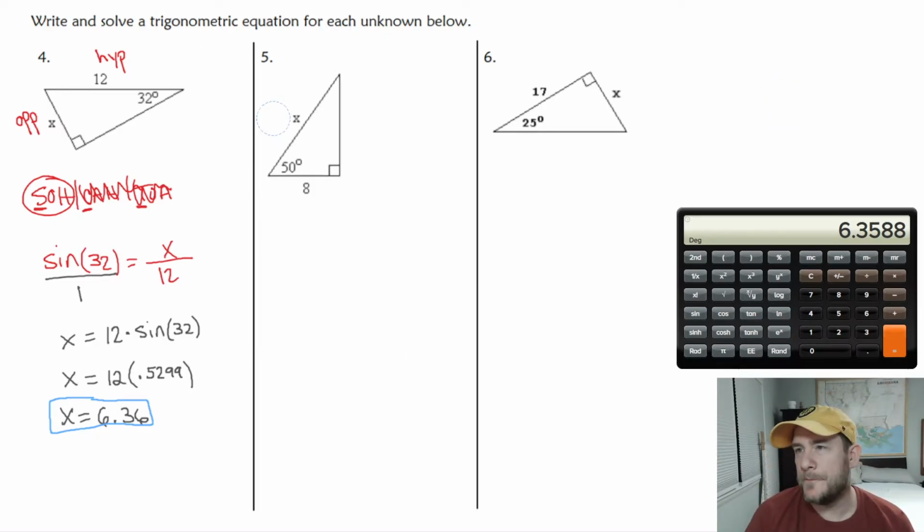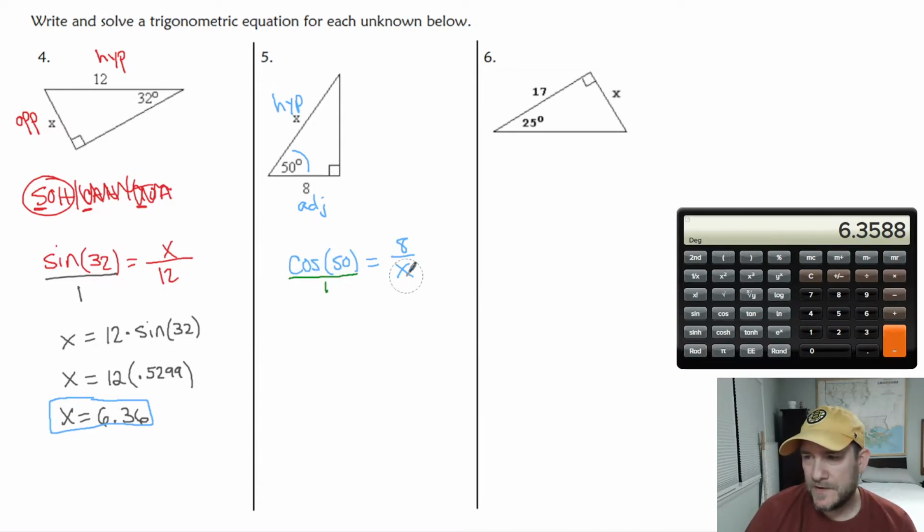Okay. So for number 5, how do we do it? Well, here's my angle. Across from that is opposite. This is hypotenuse. So this is adjacent. This problem involves adjacent and hypotenuse, so we have to use cosine. It'll be the cosine of 50, and it'll equal the 8 in the numerator, the x in the denominator. Again, this makes it a little more challenging, because this time when you cross multiply, you get 8 equals x times the cosine of 50.